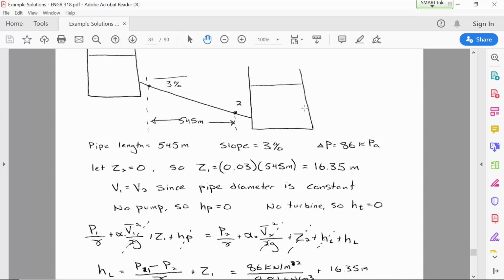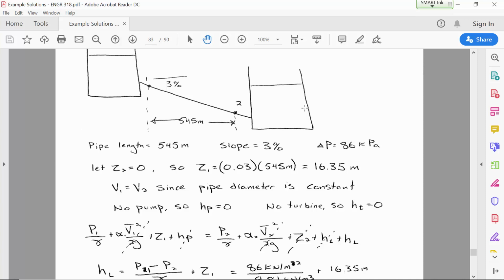Okay, between 1 and 2, there's no pump, no turbine. Now there could be a pump and a turbine in the system before and after 1 and 2, but as long as it's not between them, then we don't apply it in the energy equation. So we've measured the pressure between 1 and 2, and it's just between those 2 points where we're looking to see if the pump or turbine term should be included.